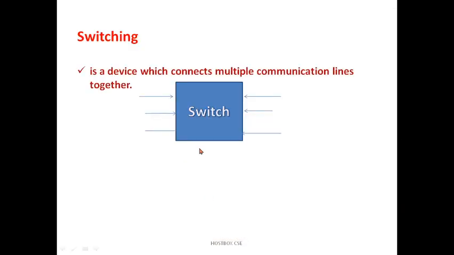So switching, what does switching mean? Switching simply means a device which connects multiple communication lines together. The switch looks like this. So multiple devices we can connect for data transmission. The purpose is just to connect and share the data.